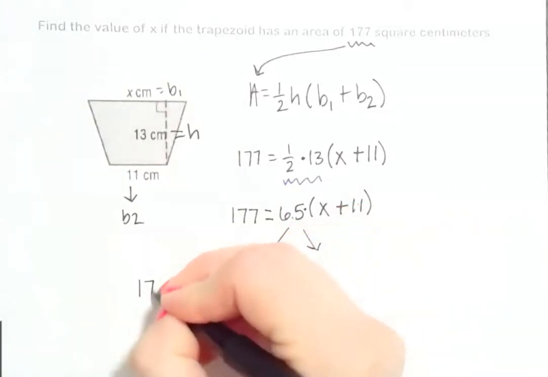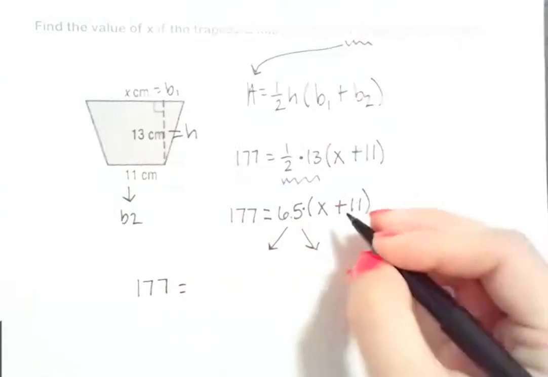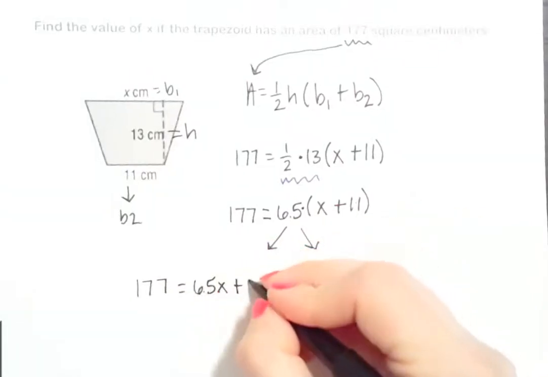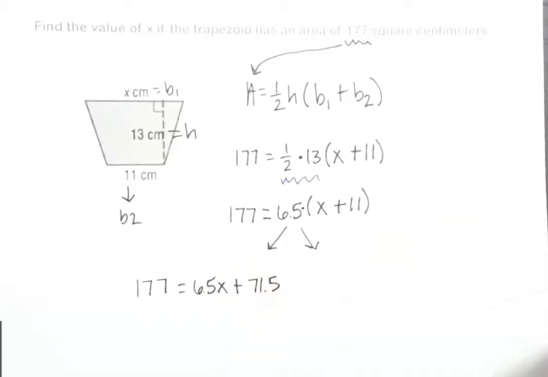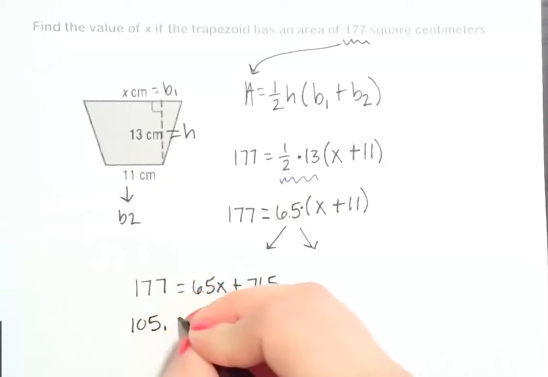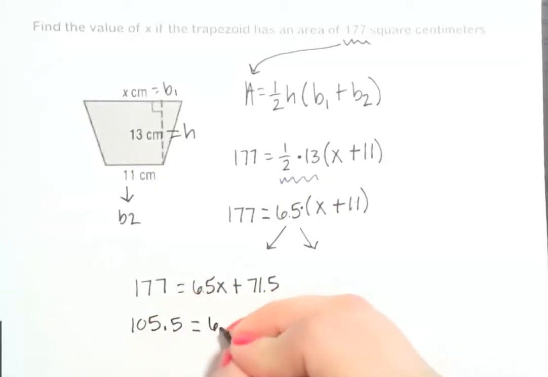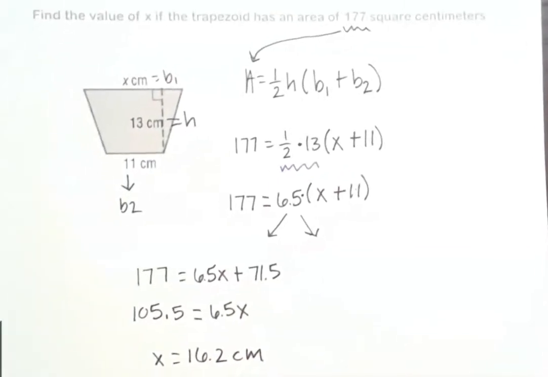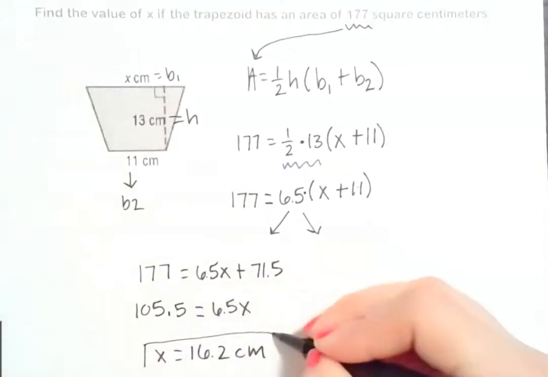So I'm going to have 177 equals 6.5x plus 71.5. Subtract over the 71.5 and I get 105.5 equals 6.5x. Then if I divide out, x equals 16.2 centimeters. Beautiful, we did it. Okay, that's one way.